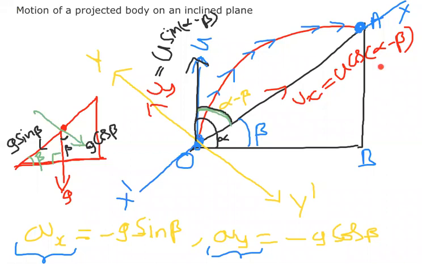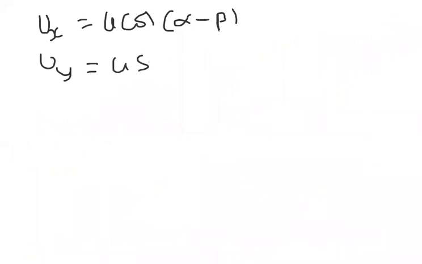So ux is equal to u cos of alpha minus beta. And the vertical component: these are two rectangular components. If you are taking this as cos, the other term will be sine, that is u sine of alpha minus beta. So now what are my conclusions here? What is ux? u cos of alpha minus beta. What is uy? uy is u sine of alpha minus beta.